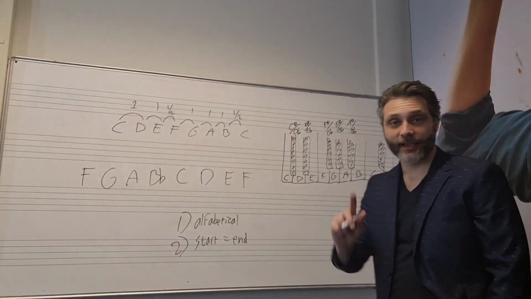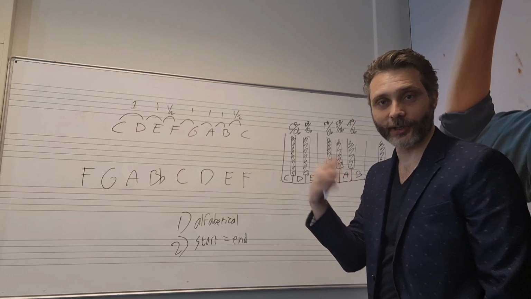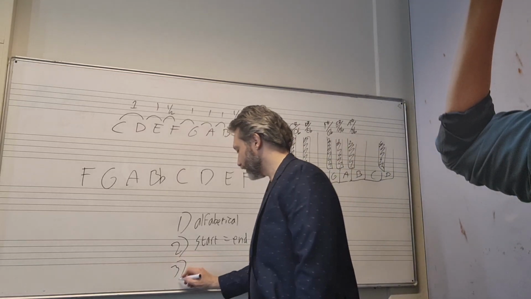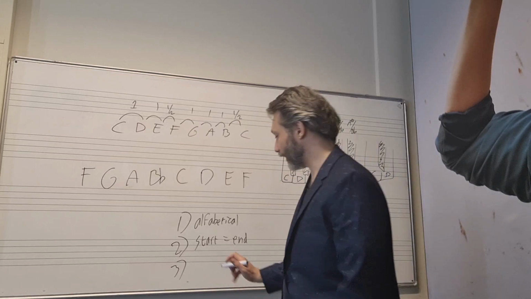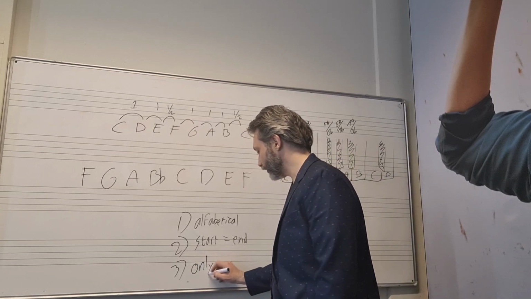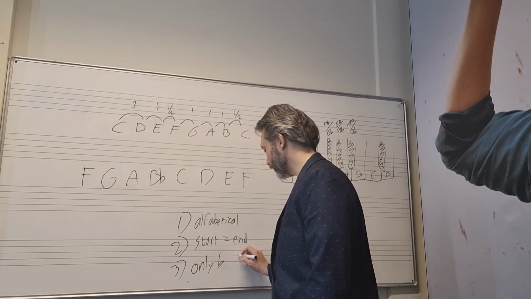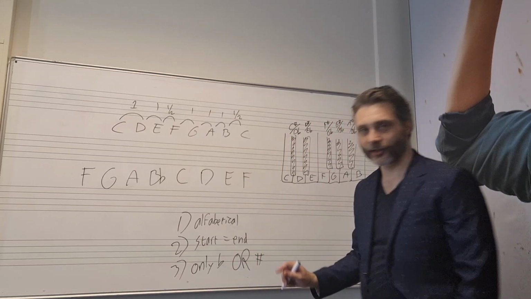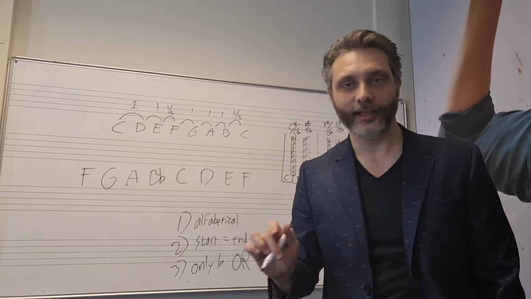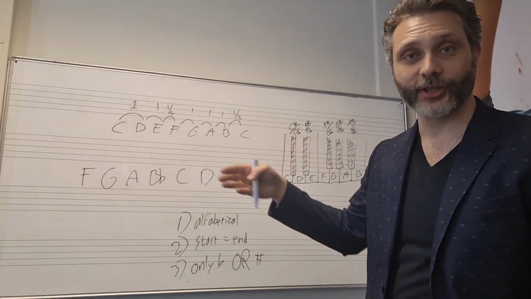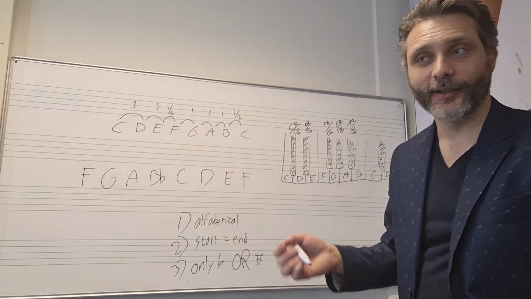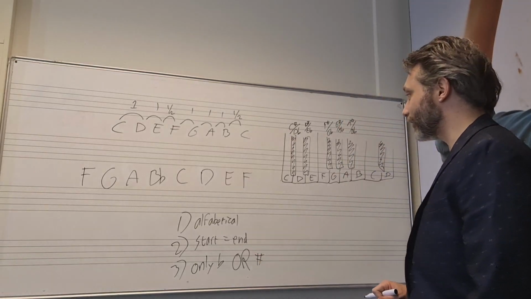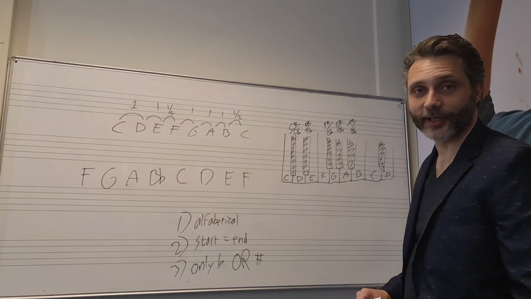Okay, there's one more rule that will help you calculate these things. Major scales have only flats or sharps. You don't get both. You don't get a key that has both flats and sharps. It just doesn't happen. So that's how you calculate major scales.